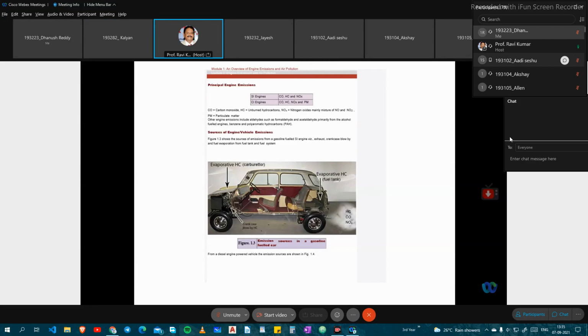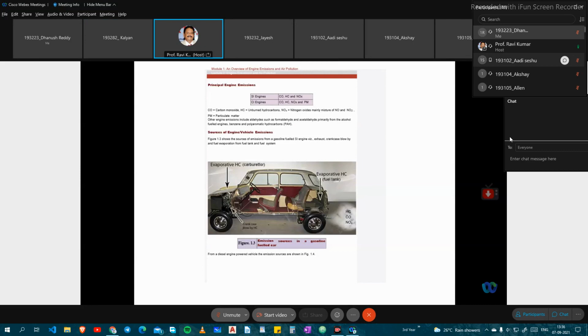CO is carbon monoxide, HC is unburned hydrocarbon, and NOx is the nitrogen oxides, mainly a mixture of NO and NO2, and PM is particulate matter. Other engine emissions include aldehydes such as formaldehydes and acetylene, primarily from alcohol fuel engines, and benzene and propane hydrocarbons.